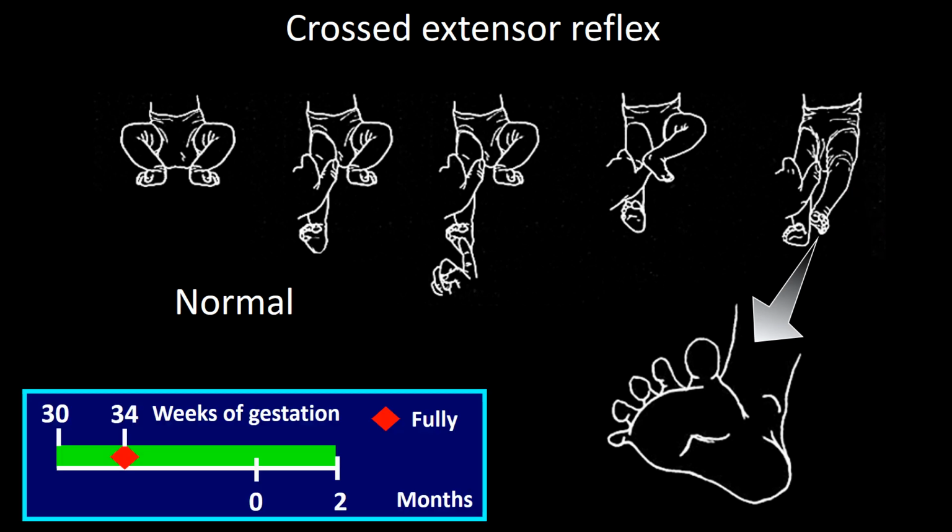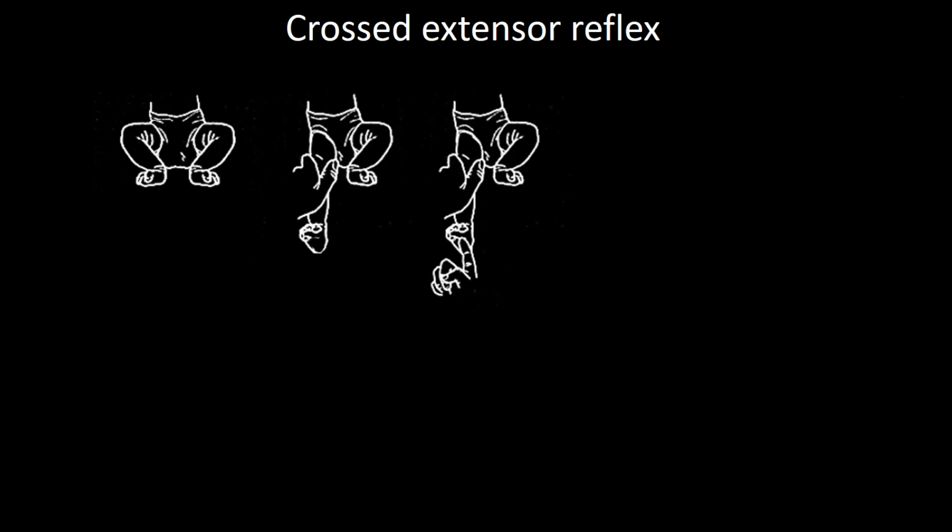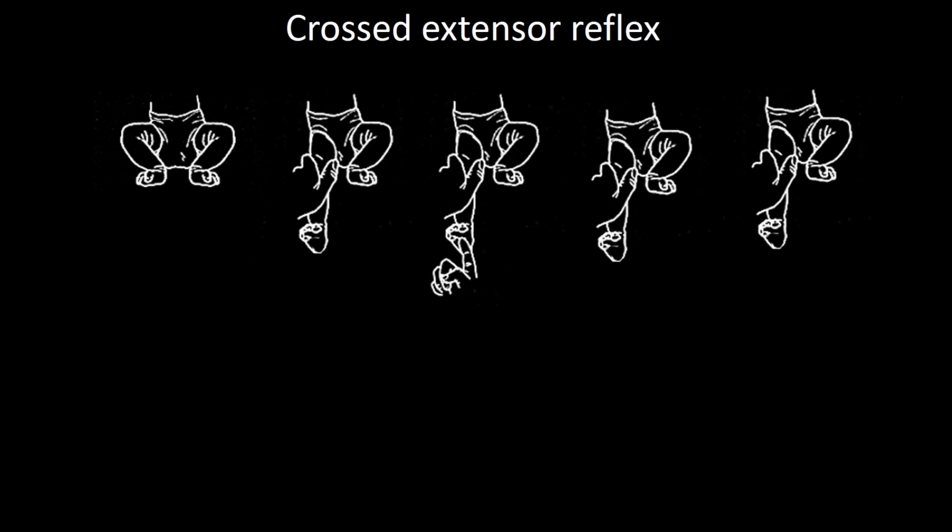The time course of this reflex is rather specific. At 30 weeks of gestational age, we can elicit a partial form, where only the first phase, flexion, is present, and at 34 weeks we can elicit the full reflex. The cross-extensor reflex then disappears by about 2 months. Now let's say that you are examining a 1-month-old patient. You do the maneuver to trigger a cross-extensor reflex of the right leg and it is normal. Then you do the same maneuver to test the left leg and you find no reaction.